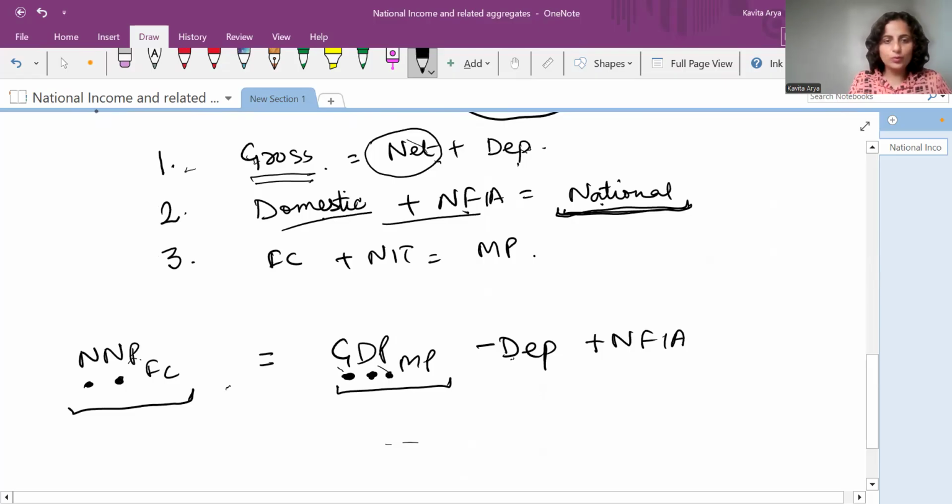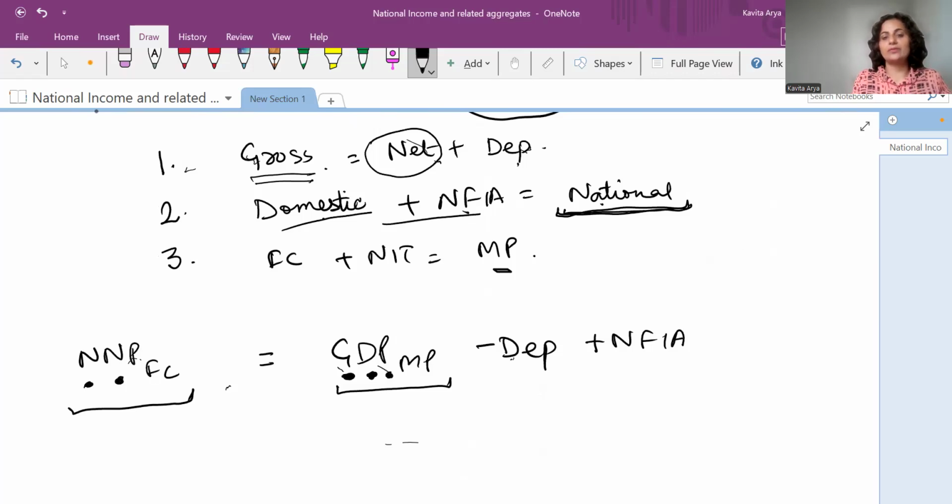Now MP is to be converted into FC. It means MP would be treated; there would be some addition or subtraction done in MP. So what would it be? NIT is to be subtracted from MP to make FC. So MP minus NIT will give you FC, and you are done with the third aspect as well. MP is now converted into FC. This way, we have converted GDP MP into NNP FC.